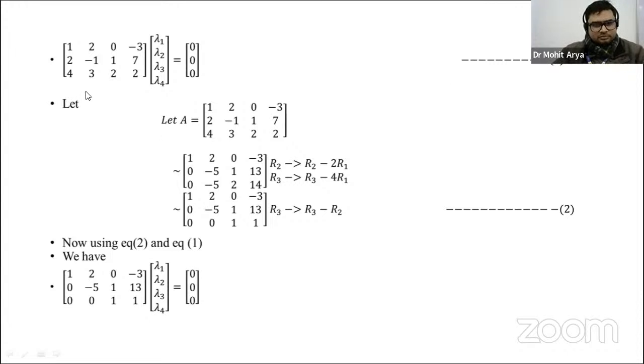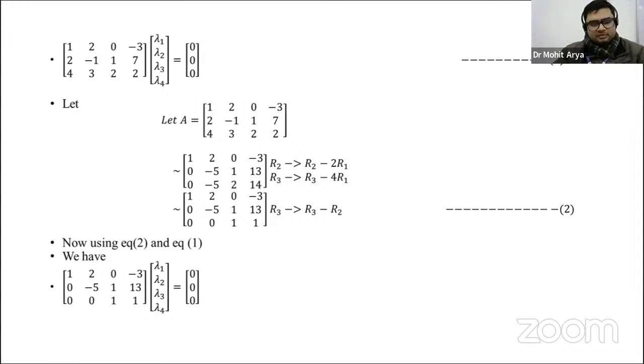Then what do we do next? We consider the matrix A, the coefficient matrix. With the help of elementary row transformations, we convert this matrix A into an upper triangular matrix. So we apply some operations. We make changes in row 2 and row 3. In the second row, we subtract all the elements of the second row from 2 times all the elements of the first row.